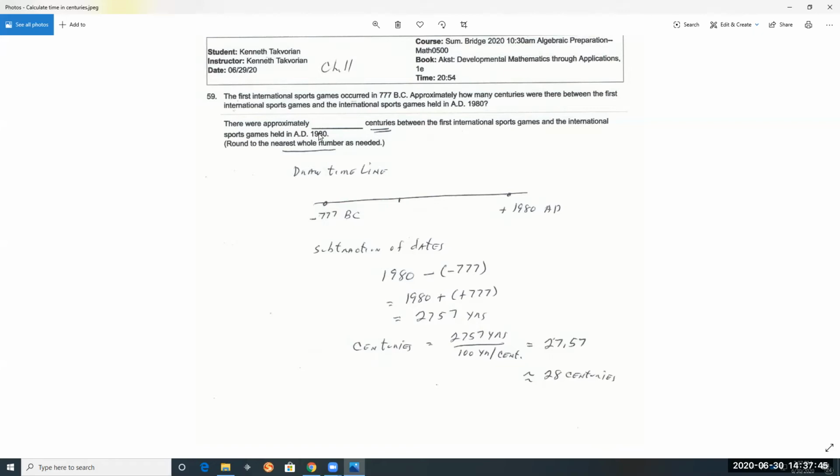We would like to convert this into centuries. So a century is 100 years. We divide that number by 100, coming up with 27.57. And reading how we're supposed to respond to the question, round to the nearest whole number, the answer we are looking for is 28 centuries.